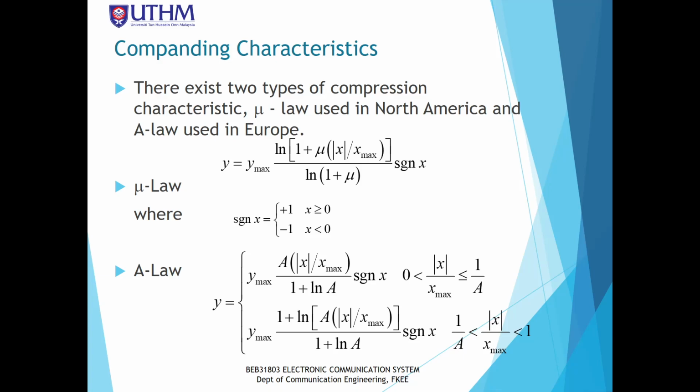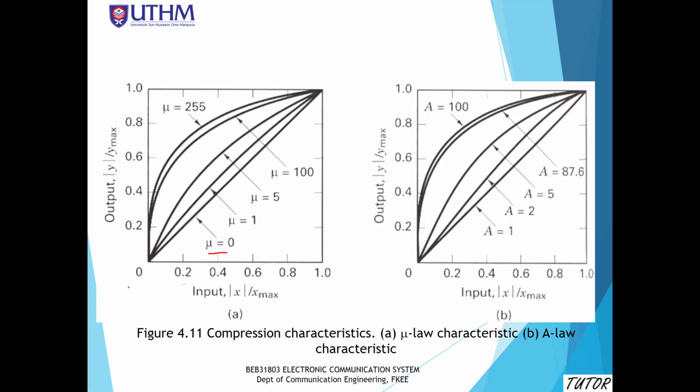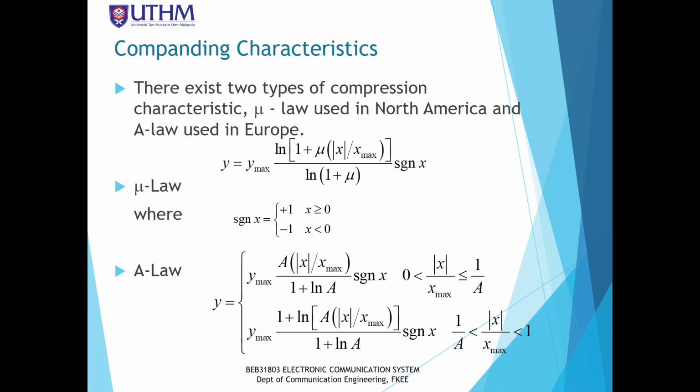So what is this actually? A law and mu law govern how much is the output value. For the companding characteristic, there are two types of compression: what we call the mu law, used in North America and Japan, and the A law, used in Europe.